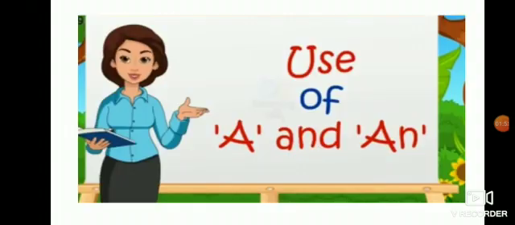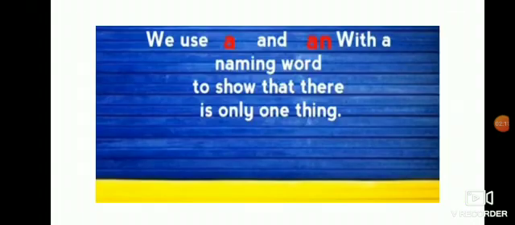Now we are going to see the use of a and an. An article is a word that comes before a noun. Articles are a, an, and the. We use a and an with the naming word to show that there is only one thing. For a singular noun only, we have to use a or an.